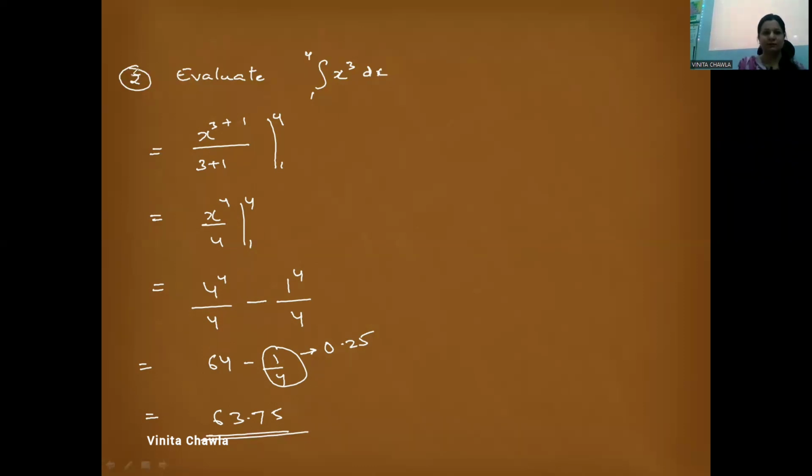Third question. Evaluate x minus cos x plus 1 by x.